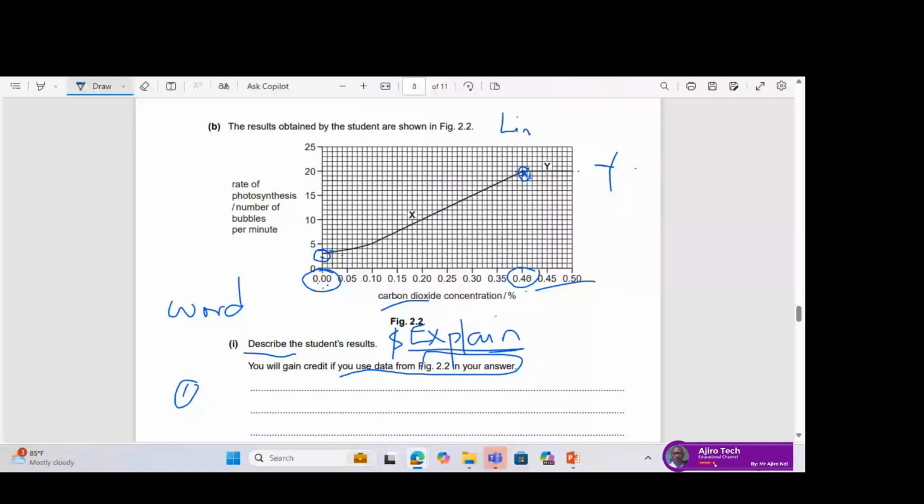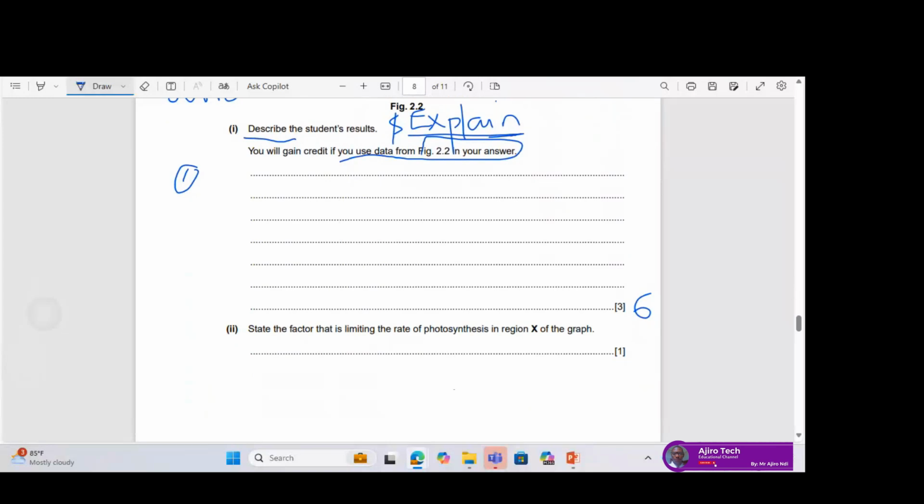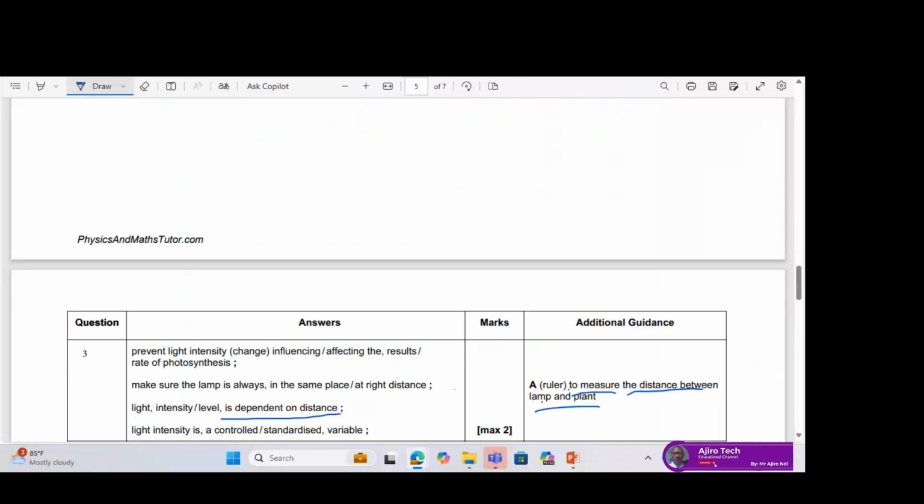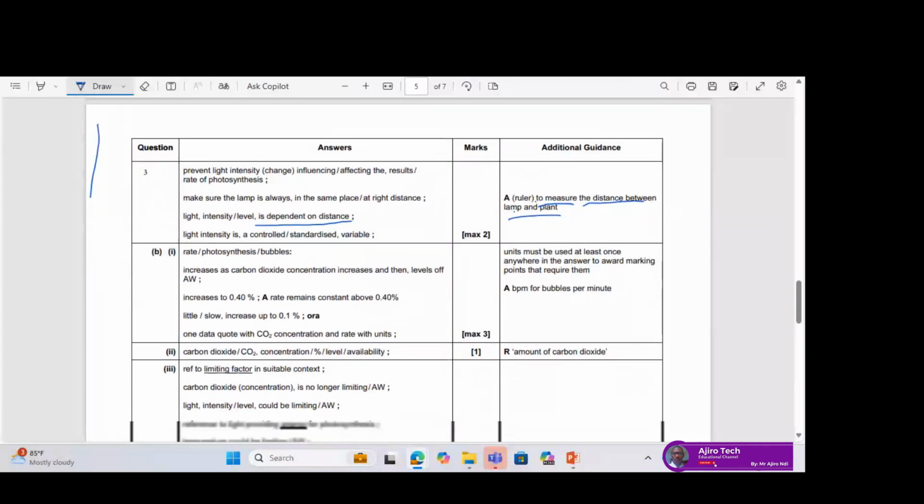So you can now tell us that at 0.40 something else is limiting. You can mention that. From 0.0 concentration to 0.4, carbon dioxide is limiting. Above 0.4, it's no longer limiting. You tell us that the activity was highest at 0.4 and lowest at 0.0. Those are the things to note when we are describing or explaining the graph. Let me go to the marking scheme so you see what we have.